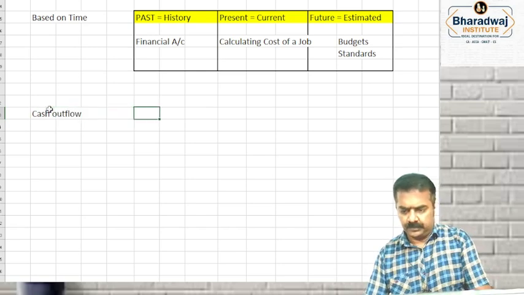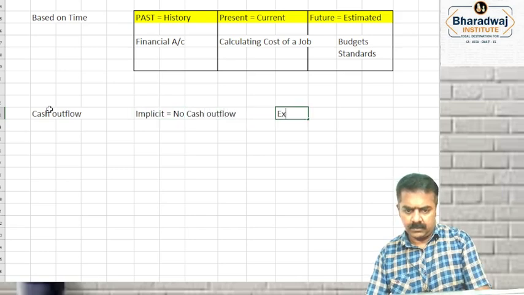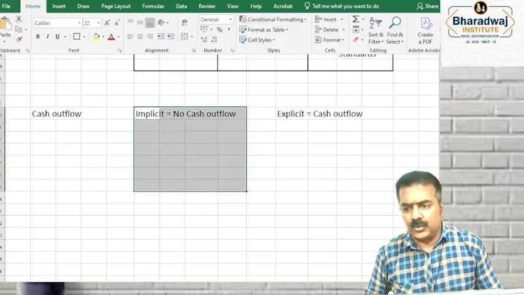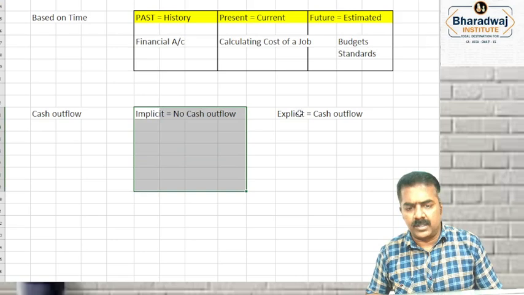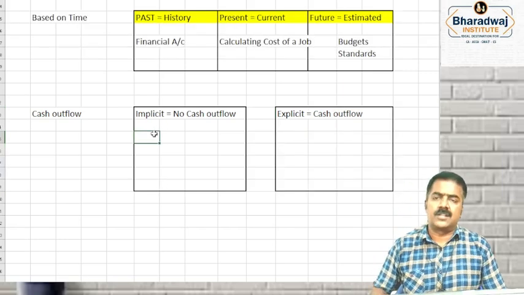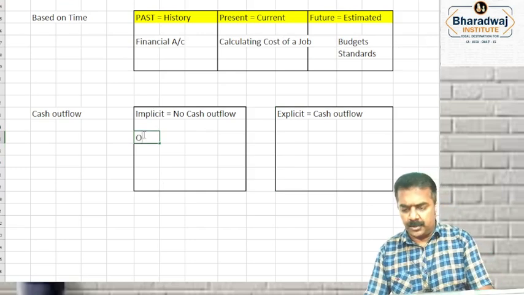Cash outflow. Implicit cost will have no cash outflow. Implicit cost will have what? No cash outflow. Explicit cost, you have to spend money. Money will go out. Example of implicit cost where there is no cash outflow, opportunity cost.